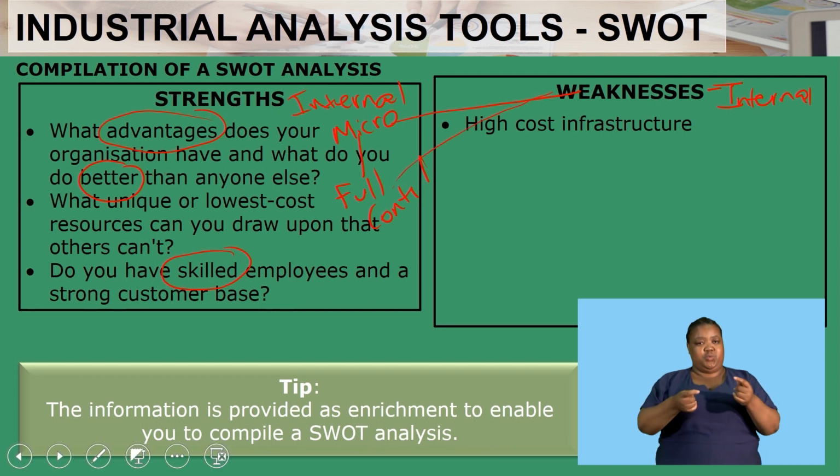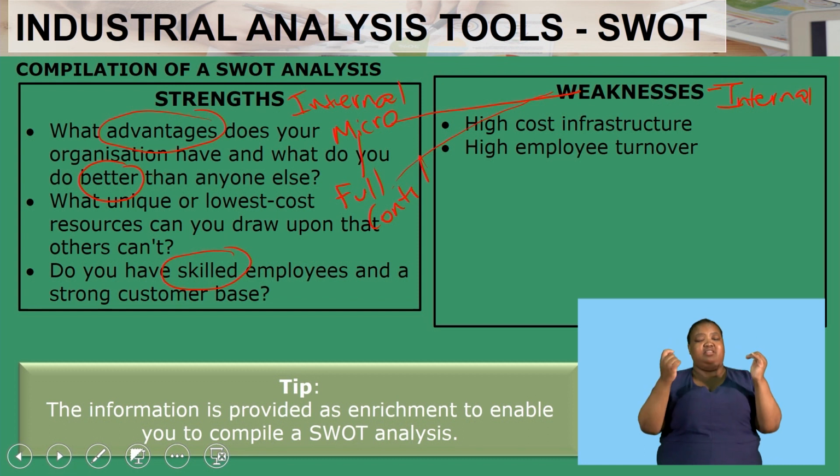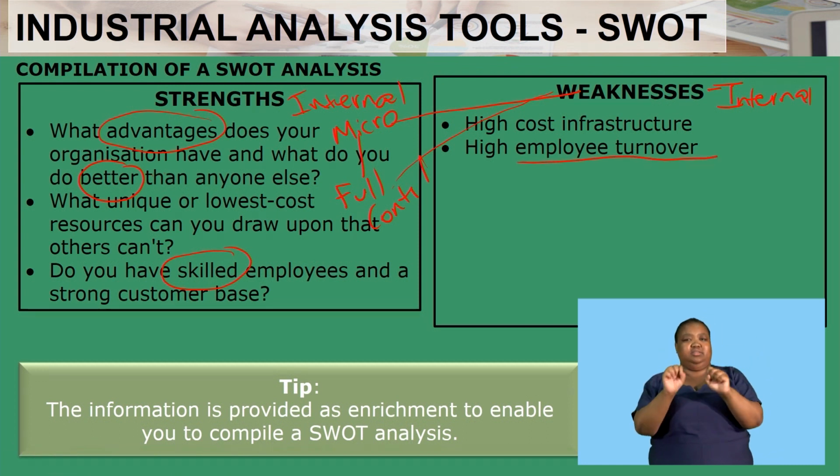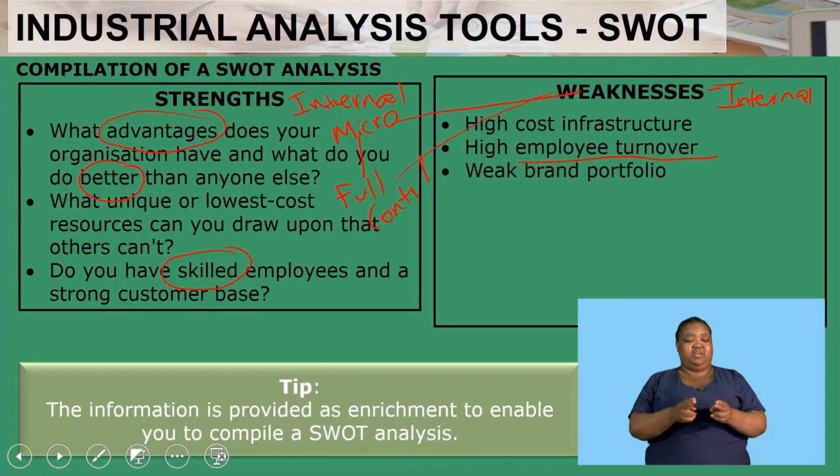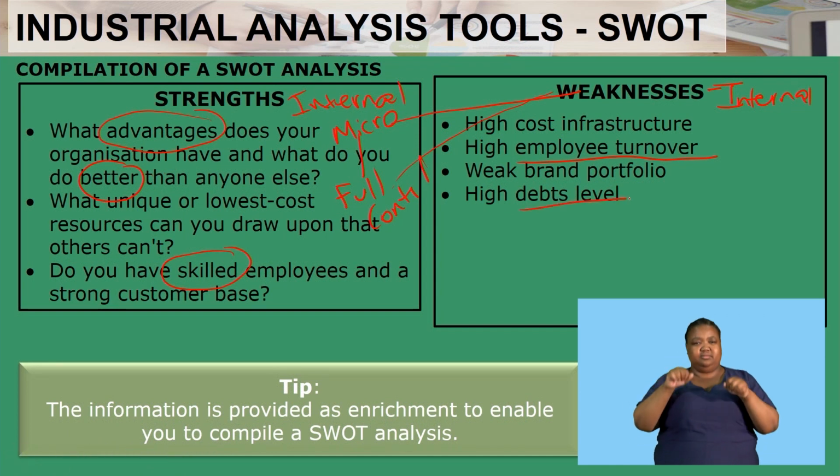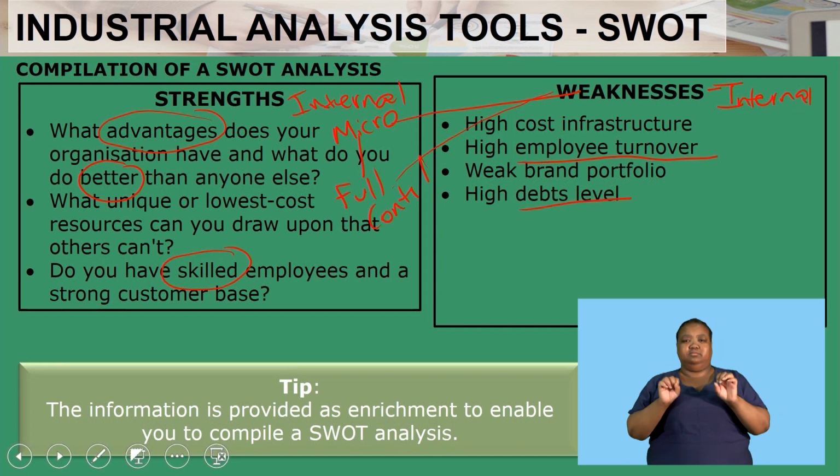So high cost of infrastructure, maybe high employee turnover, meaning what? We've got employees that are resigning, and not just one or two, but a lot of employees resigning due to whatever problems they might be facing in the workplace, and in a short space of time. We've got a weak brand portfolio, we've got high debt levels. It's a weakness because you can control it.